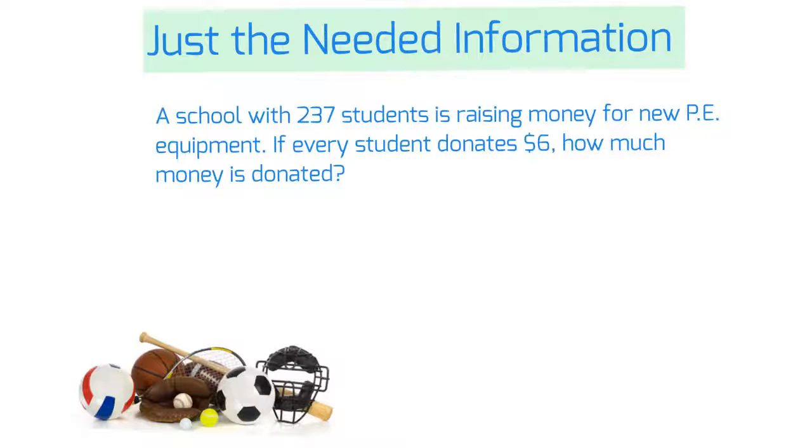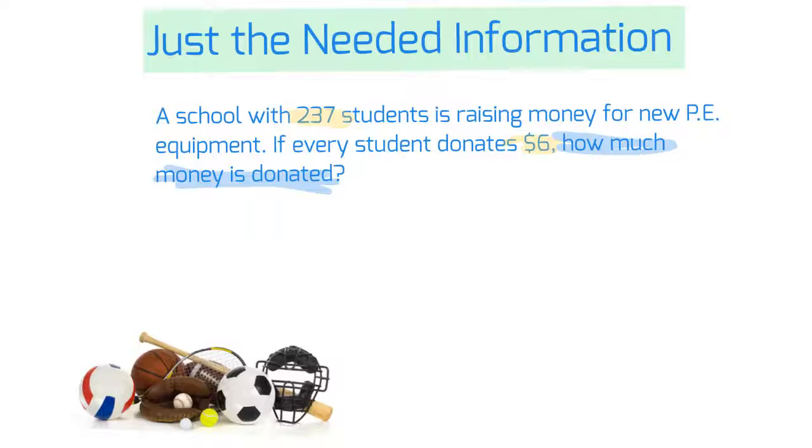These are the simpler problems, and if you look at this example, it says a school with 237 students is raising money for new PE equipment. If every student donates $6, how much money is donated? So in this case, we have to ask ourselves, how many numbers are in this word problem? Well, I see that we have the number 237 and the number $6. Then I want to ask myself, what question is the problem asking? And it's asking me how much money is donated is the question.